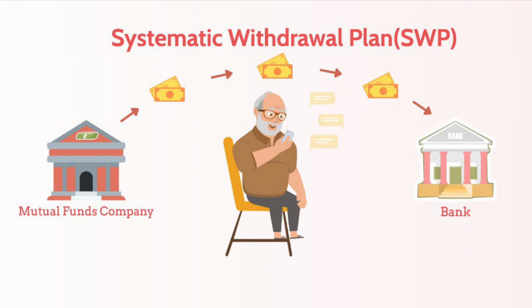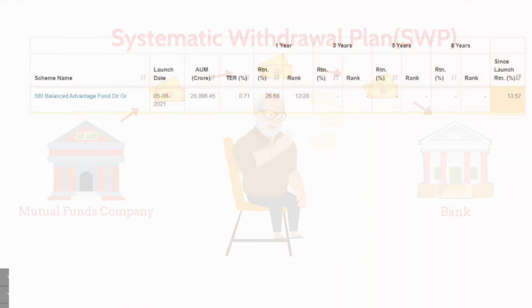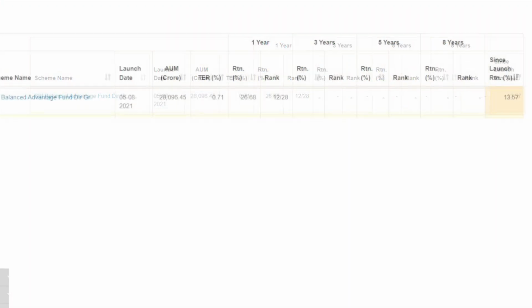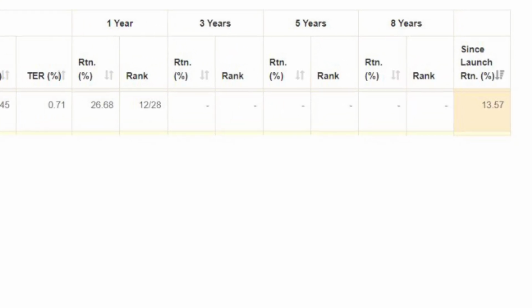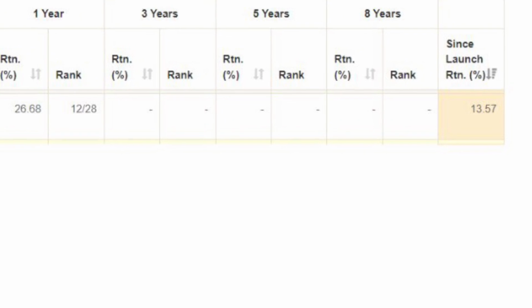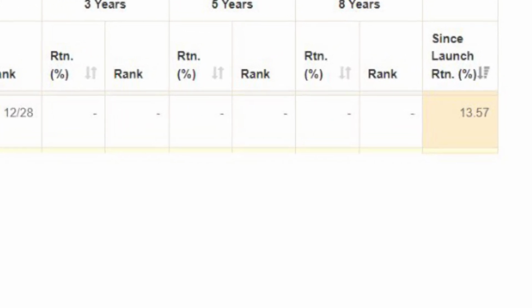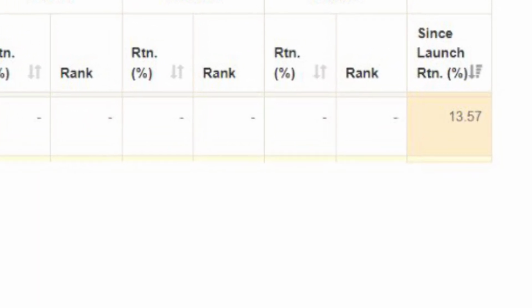SWP, or Systematic Withdrawal Plan, means withdrawing a predetermined amount for a predetermined period from your investment. This amount received is automatically transferred to your bank account on a monthly or quarterly basis. This fund has returned about 13.5% since its inception in August 2021. Note, these are historic returns or past returns and do not guarantee how these funds can generate returns in the future.